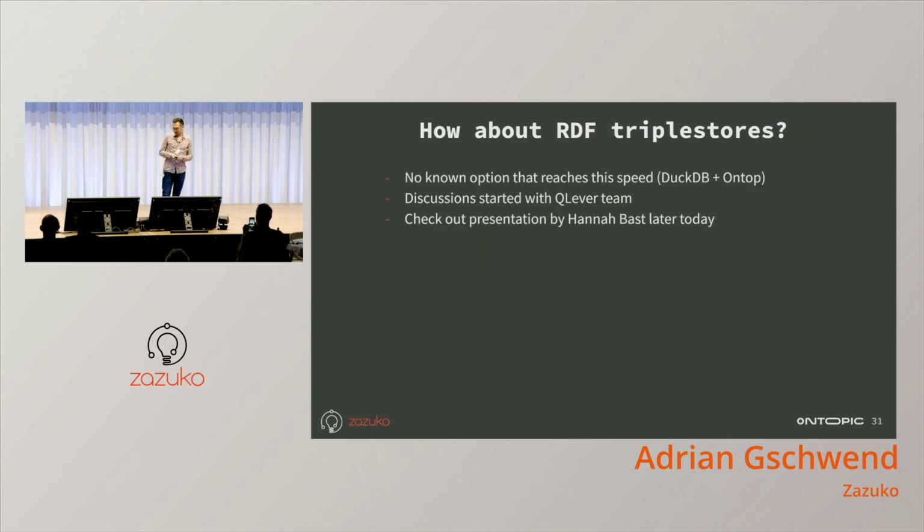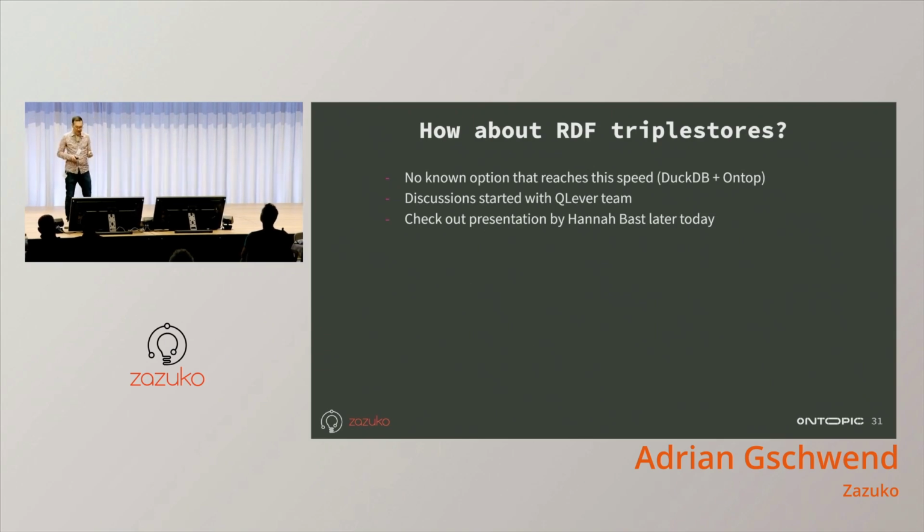How about RDF triple stores? I shared this blog post, and then Hannah Bast contacted me and said we can get there with QLever, a new open source triple store. She will have a presentation this afternoon if you want to know more about what she is up to. This problem is not solved yet, but she told me, don't worry, we will solve it.